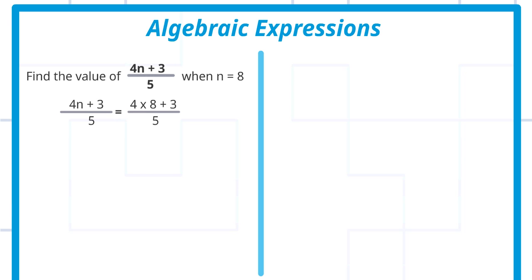So that (4n plus 3) divided by 5 is equal to (4 times 8 plus 3) divided by 5. And this is equal to 4 times 8 is 32. We copy back plus 3 divided by 5. Then our next step is 32 plus 3 is equal to 35 on the numerator, and we copy back the denominator 5. 35 divided by 5 is equal to 7.